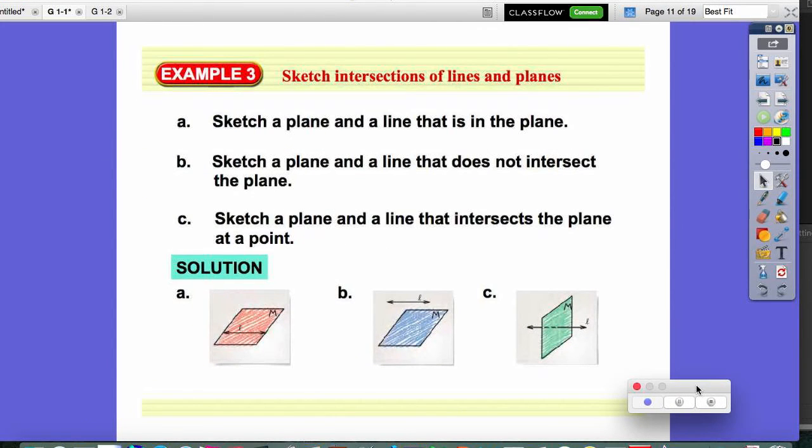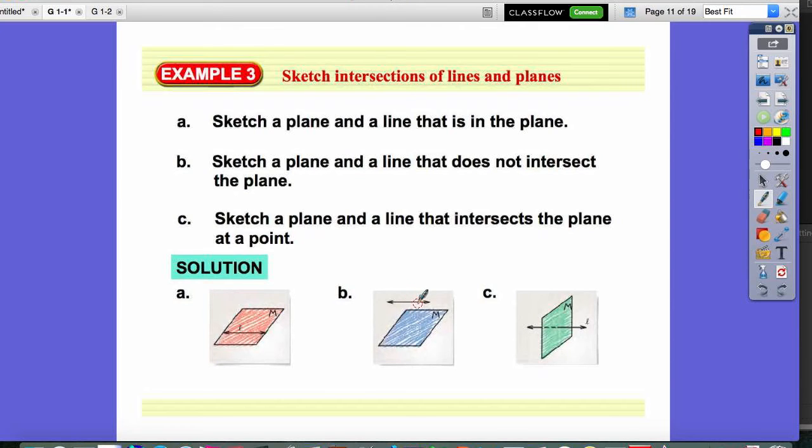For these next ones, you're going to have to make some sketches. And this is sometimes a little tricky for kids to sketch and visualize. So sketch a plane and a line that is in that plane. So here somebody has sketched plane M, they've colored it in, and R is lying in plane M.